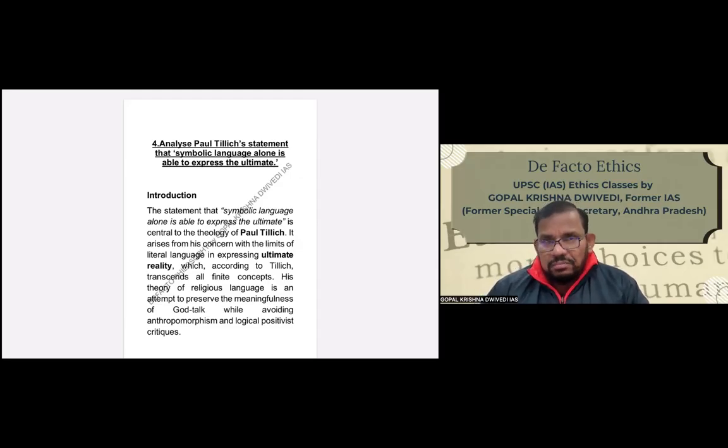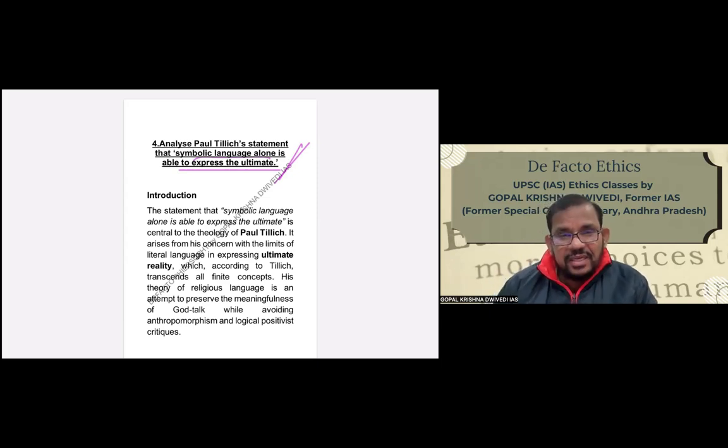So the next subtopic is discussing the symbolic nature of religious language. The main proponent in this is Paul Tillich. He has given the statement, symbolic language alone is able to express the ultimate. So what he says is that religious language has a literal limit in expressing ultimate reality.